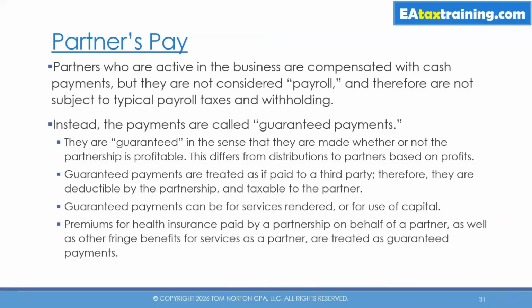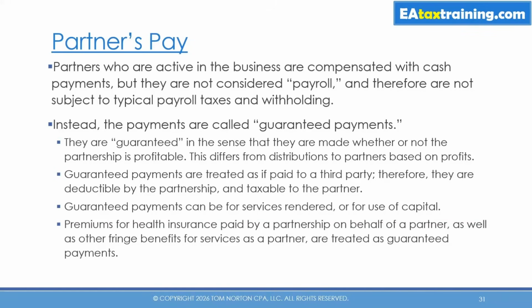So this differs from distributions to the partners based on profits. So if you are, for instance, a 50% partner in the partnership, then you're going to report half of the profits from the partnership. But if you work in the business, not only are you going to report half of the profits, you're also going to report whatever guaranteed payments you got for working in the business. So these guaranteed payments are replacing a salary. Since you're not on payroll, you're just getting cash payments instead for the work that you do for the partnership. In addition to that, you'll be reporting your share of the profits from the partnership.